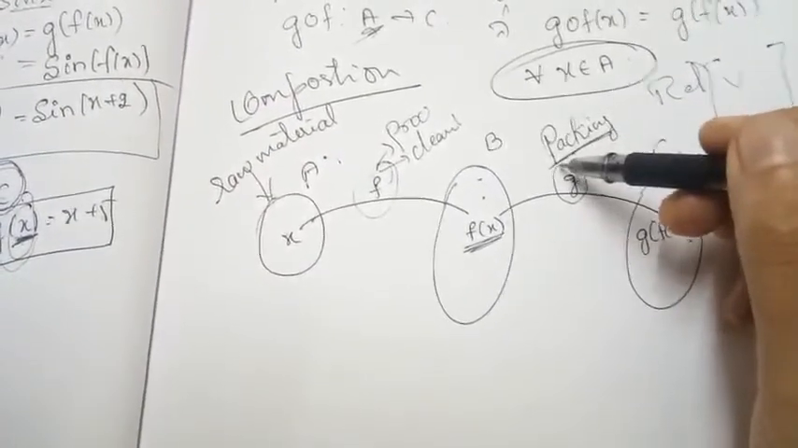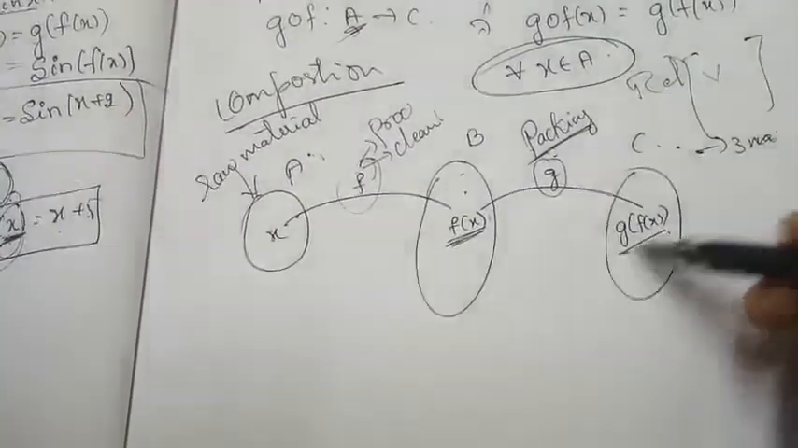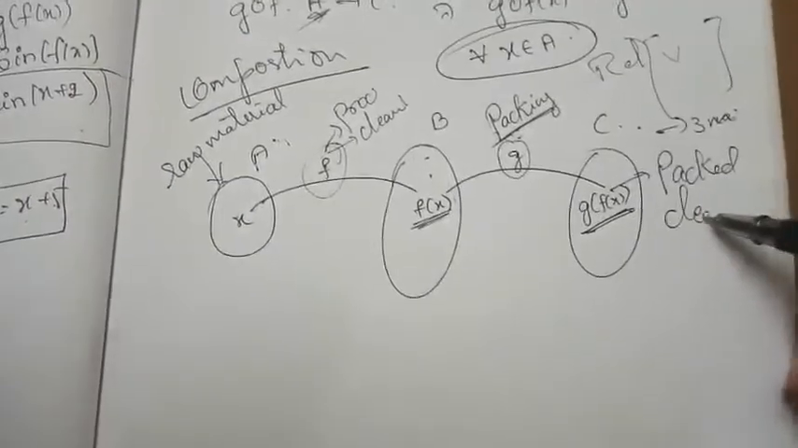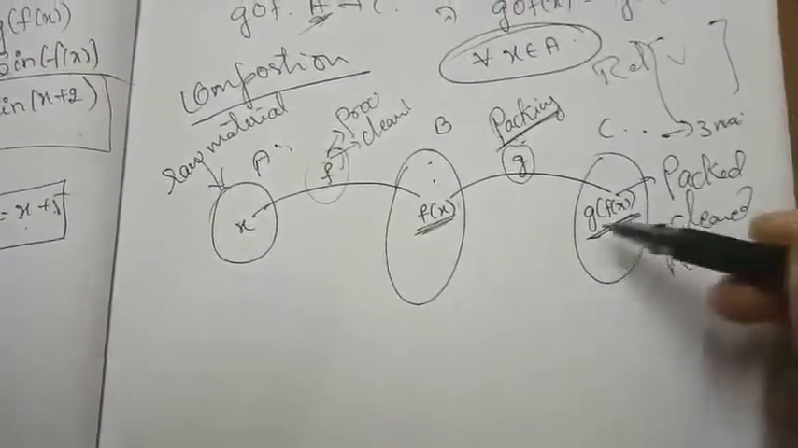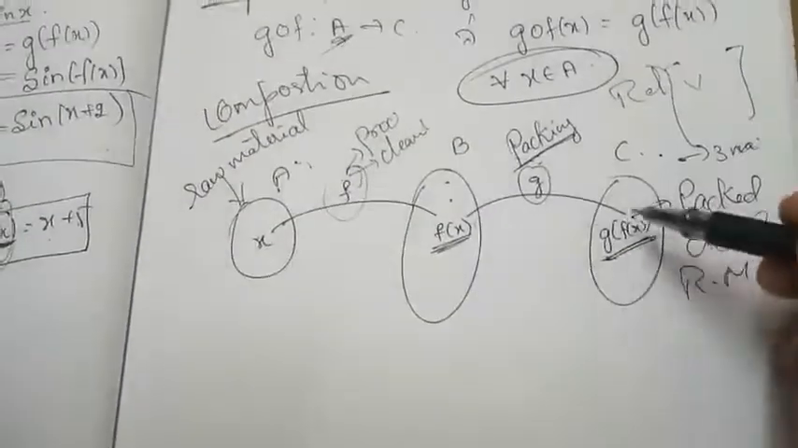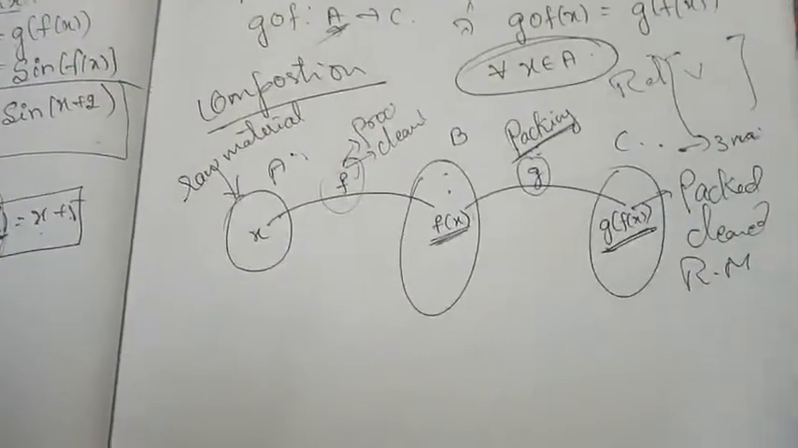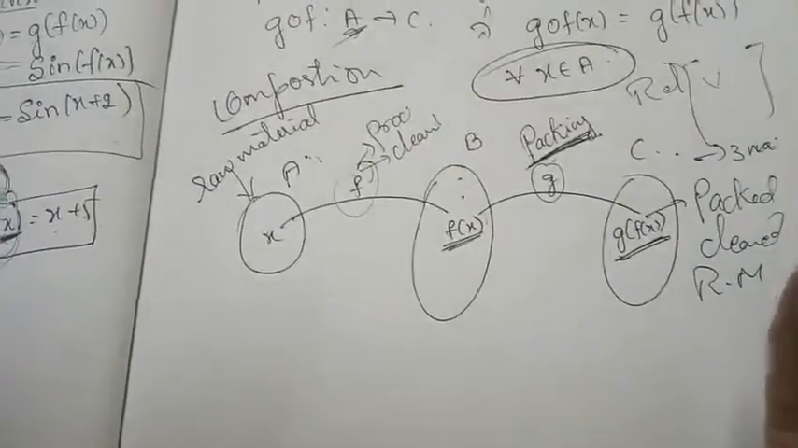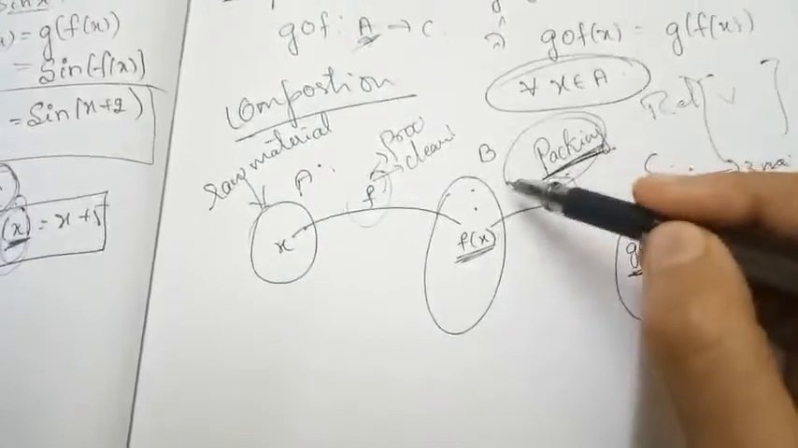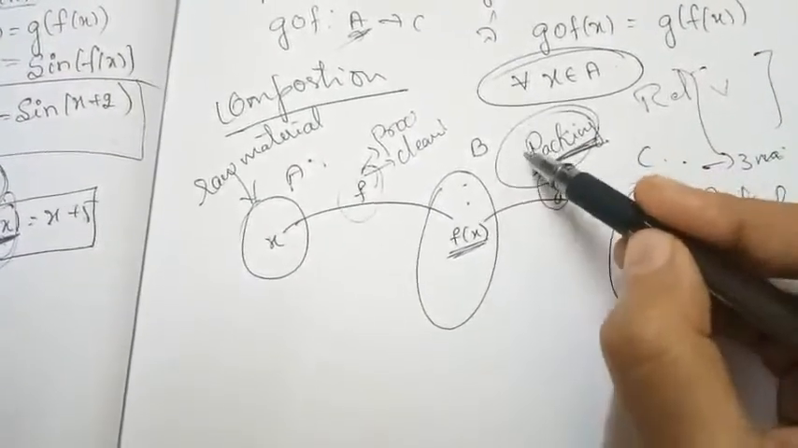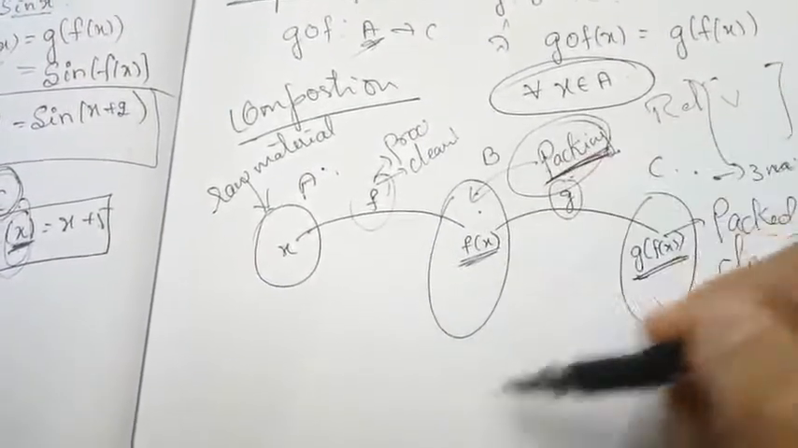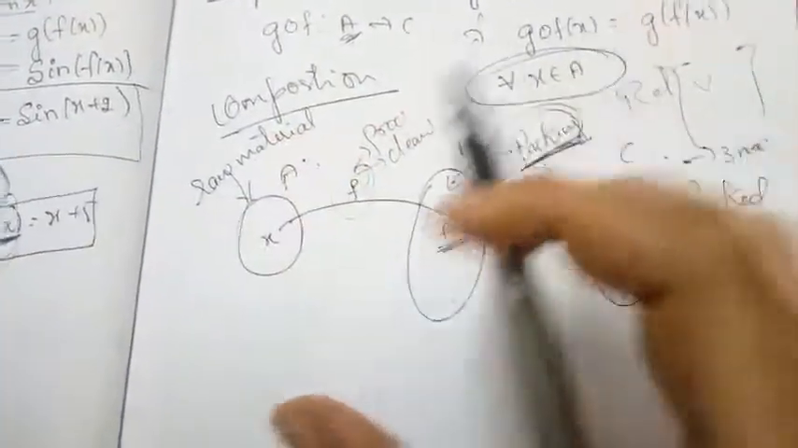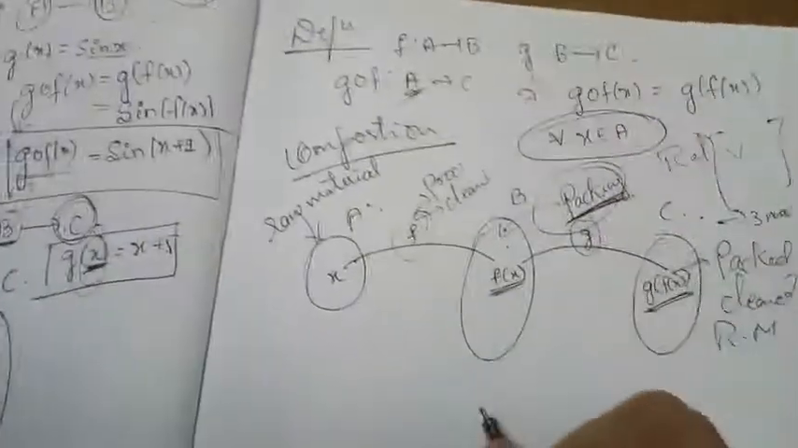After processing of packing, what are we going to get? It is nothing but packed, cleaned raw materials. So that is g of f of x. Here we get the packed, cleaned raw material. When the packing was taking place, what was taken as input by this process? The input taken in this process was the elements present in machine B, that is clean raw material. So this is what the mathematical function is saying.